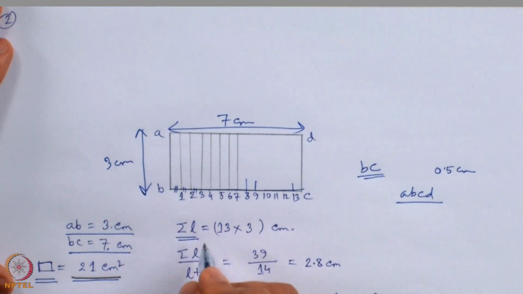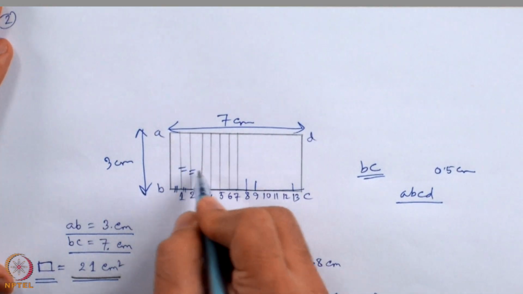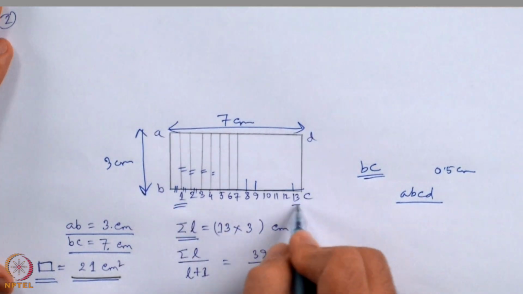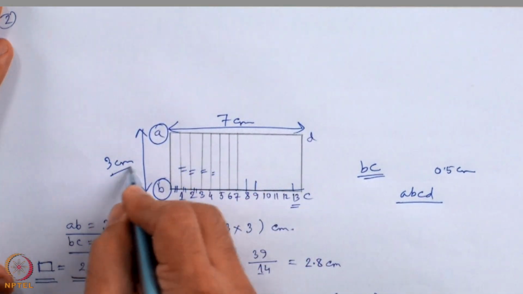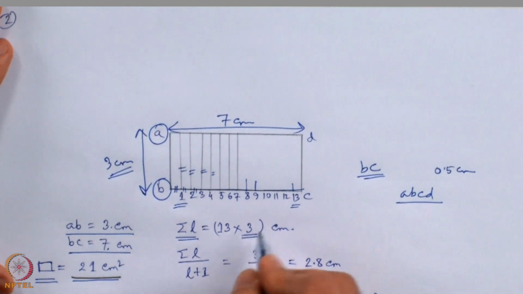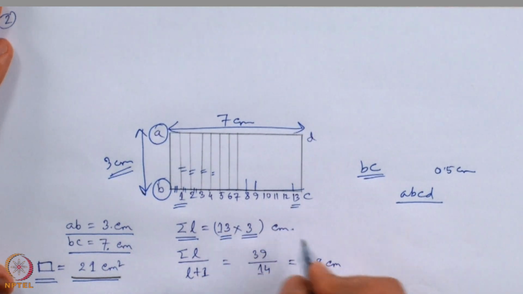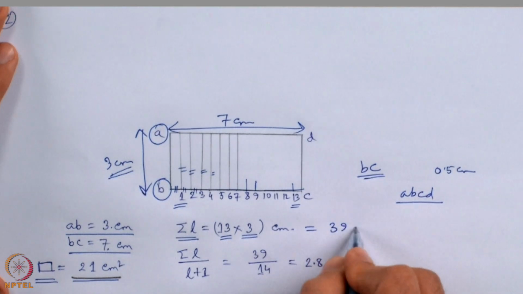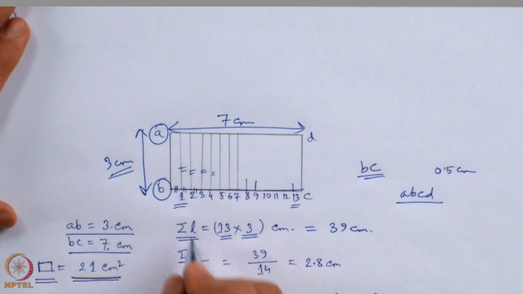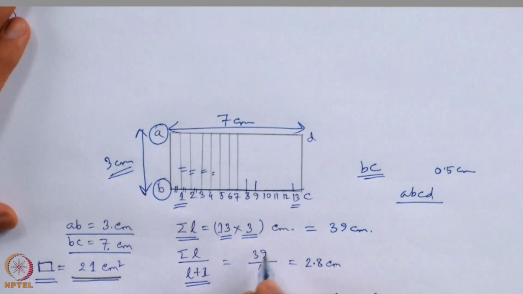The total length is given by, for each of these lines right from 1 up to 13, the length will be equal to AB length, which is 3 centimeter. So, 3 centimeter and 13 such lines is the sum of the length, which is 39 centimeter. Now, to find out the average height, sigma L divided by L plus 1 we have to do, which is 39 divided by 13 plus 1 equal to 14 is equal to 2.8 centimeter.